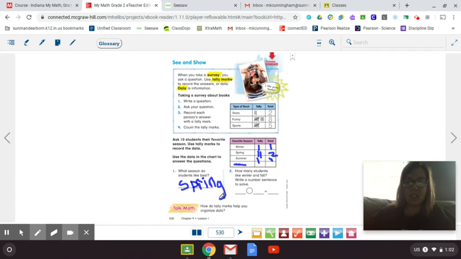And then it says, how many students like winter and fall? Write a number sentence to solve. So we need to look. Fall, there were 0. So I'm going to write 0 here. And it's how many students. So I'm doing how many in all. So I need to add it. So it's 0 plus how many students like winter? 1. And 0 plus 1 equals 1. Pretty simple. Okay? All right, so we're going to erase all of this.